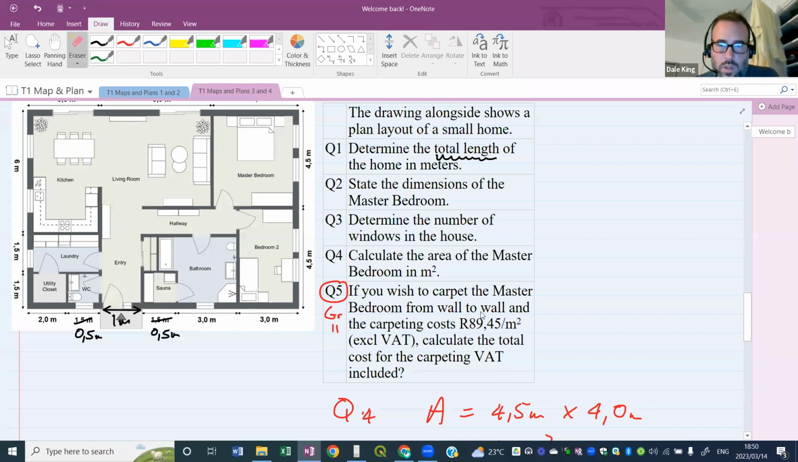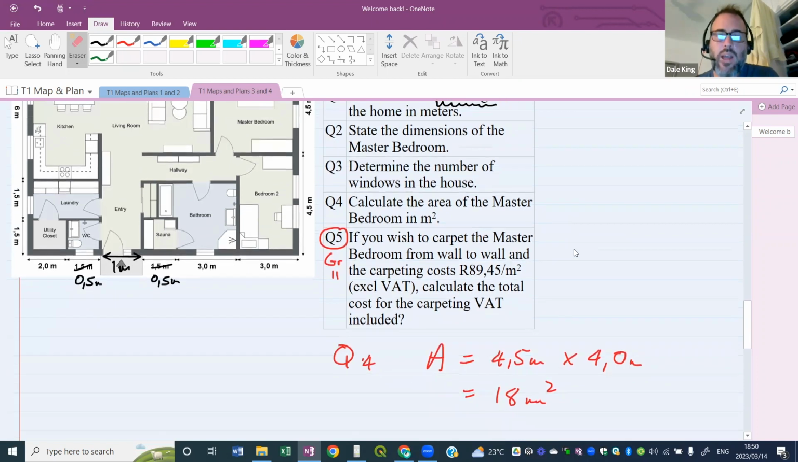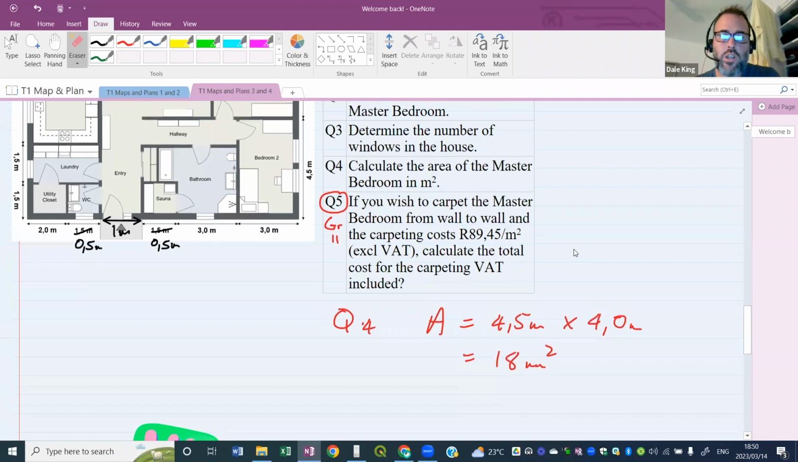If you wish to carpet the master bedroom from wall to wall, and the carpeting costs 89 Rand 45 per square meter, excluding VAT. Remember that? This is an excluding VAT price. What will the total cost be to carpet this room, including VAT? So 89.45 per square meter, excluding VAT. What will it cost to carpet this room, including VAT? All right, so you're going to use your answer from question 4 for this. That's the only hint I'm going to give you. I'm going to give you 3 minutes to do this one.